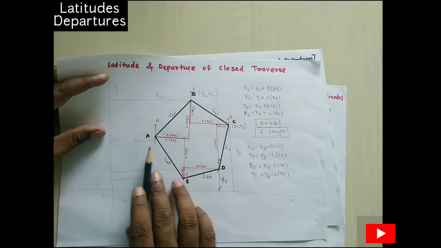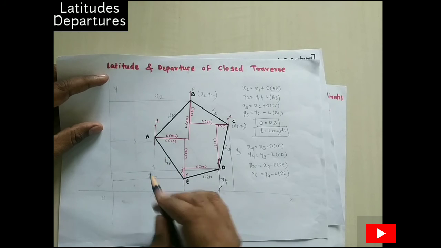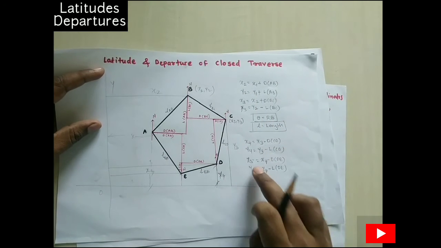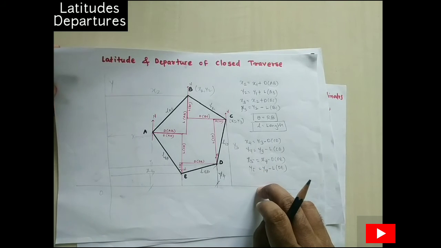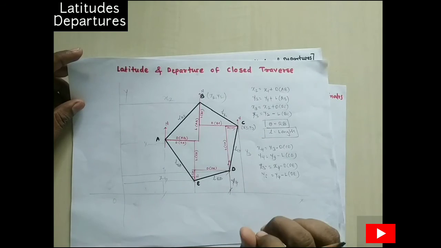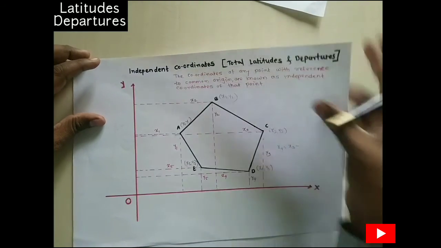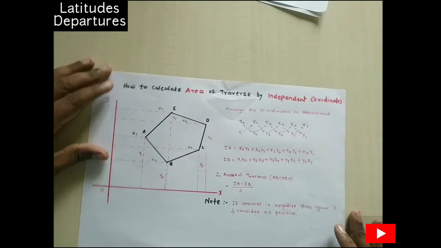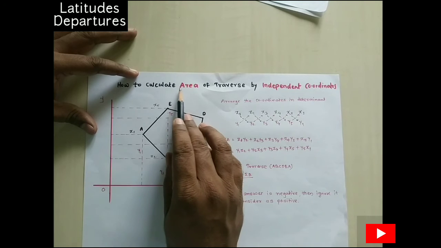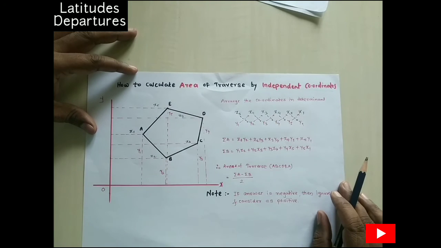You have to just take the reference of x1 and y1, and then you need to calculate the values of x2 y2, x3 y3, x4 y4 and x5 y5. Okay, so this is known as the independent coordinates. Now the next important thing is how to determine the area of a traverse or closed traverse by using the independent coordinates.